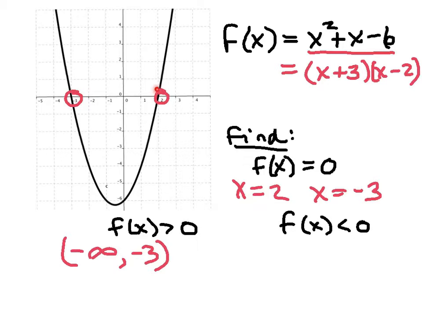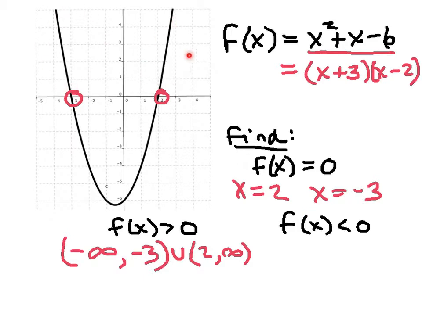However, it looks like we also have values over here to the right. My function is above the x-axis all the way over here to the right, and those are x values starting at 2 and going on forever. So this would be 2 to infinity, and we want to put these together with a union.